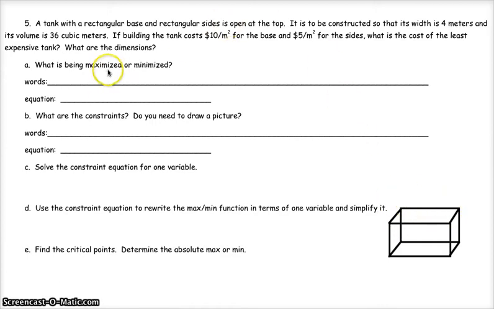What is being maximized or minimized? Well, let's look back through the problem and find the word that would express maximized or minimized. And that would be, what is the cost of the least expensive tank? We know least would tell us that we're looking for what's being minimized. So the cost of the tank is being minimized.